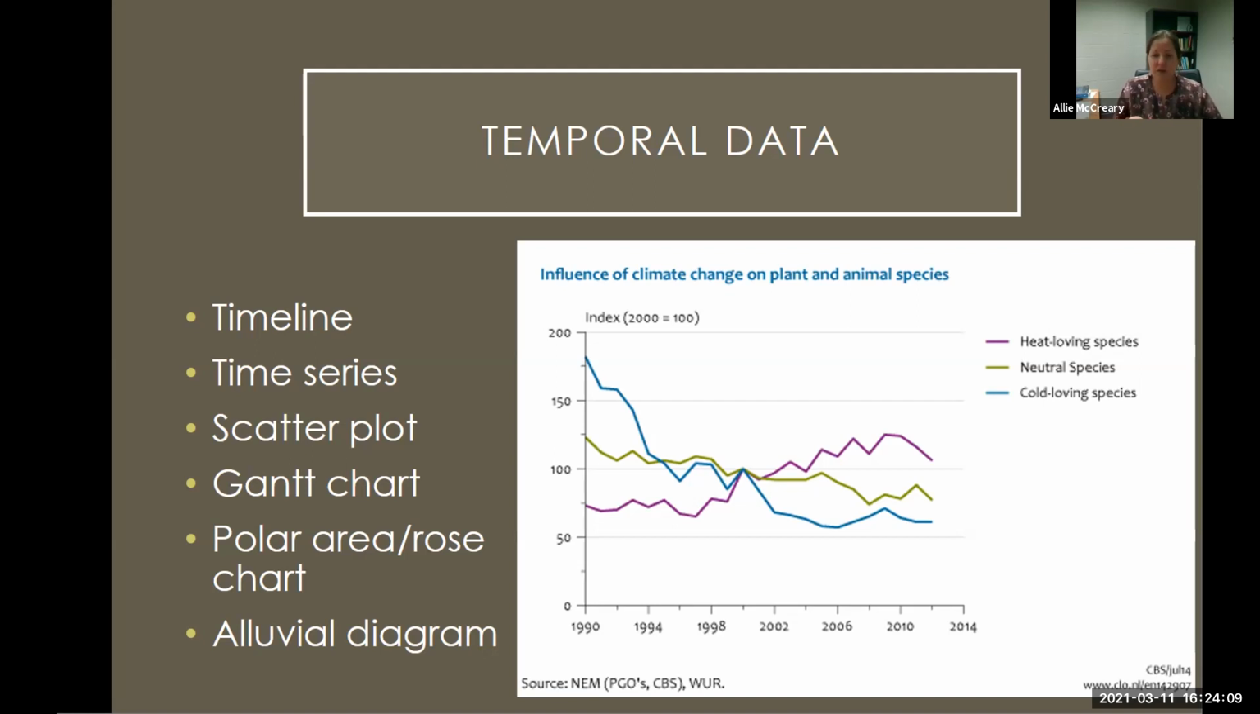This graph here is showing a time series, right? So you have a population of different types of plant species over time. So from 1990 to 2014, right? You're telling a really pretty effective story here with just a simple time series chart, right? That over time, heat-loving species are increasing while cold-loving and neutral species are decreasing, okay? You can tell some key results in just a short amount of space.